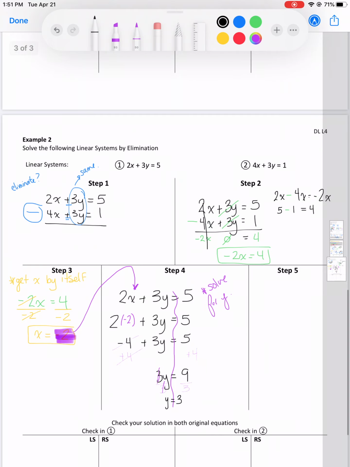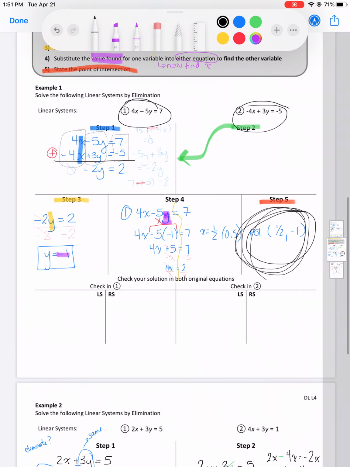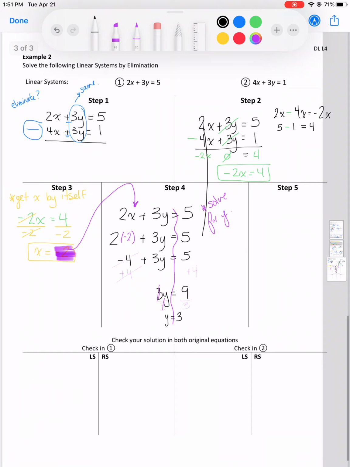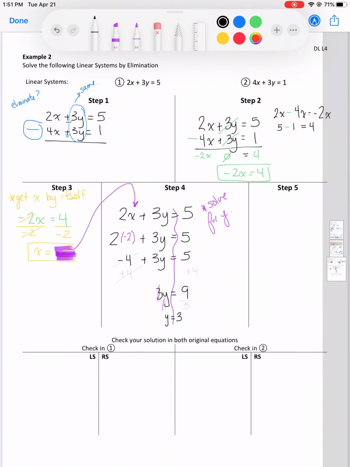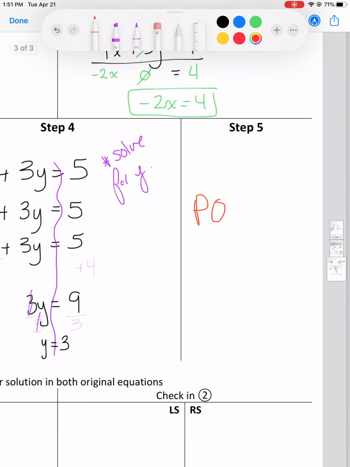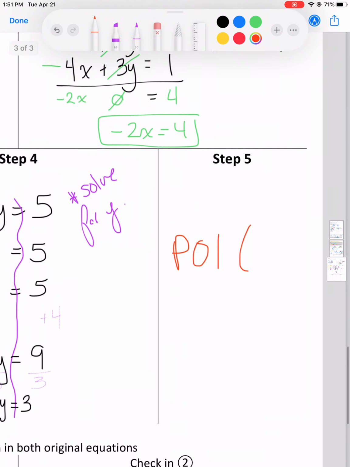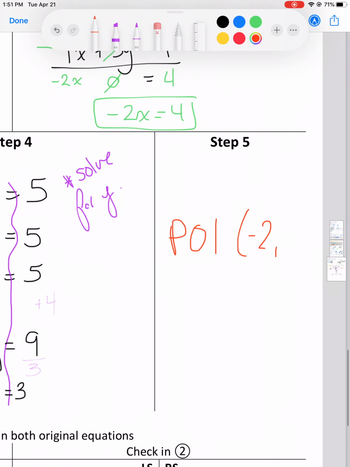Step 5. State the point of intersection. Can't remember the exact colors, something like that. So, what was my x? My x was negative 2. And y is 3. That's it.